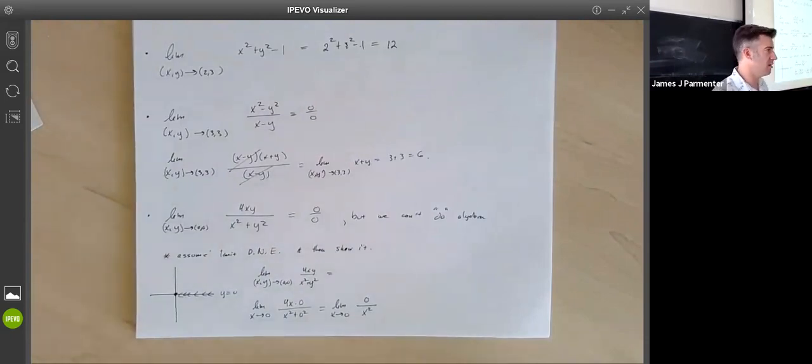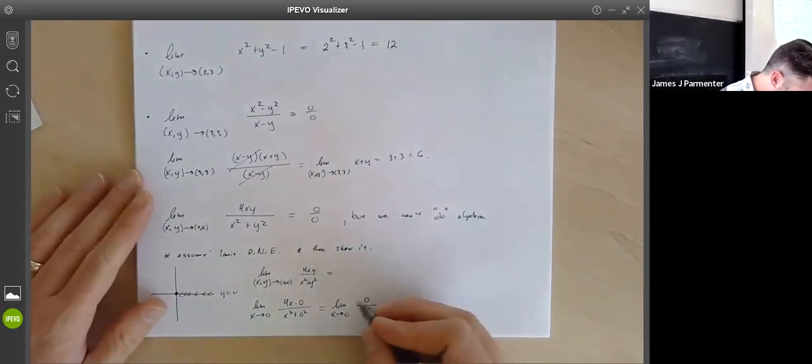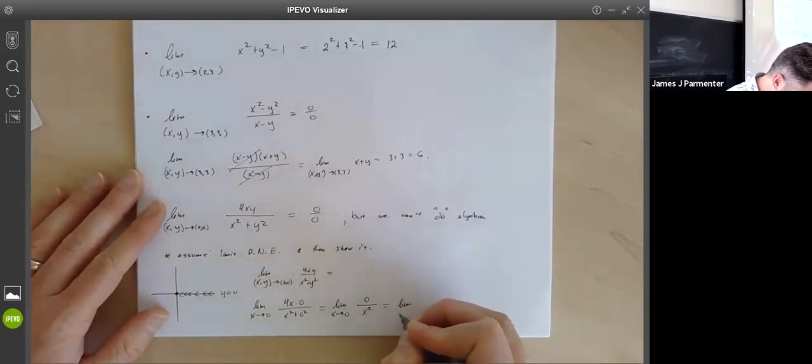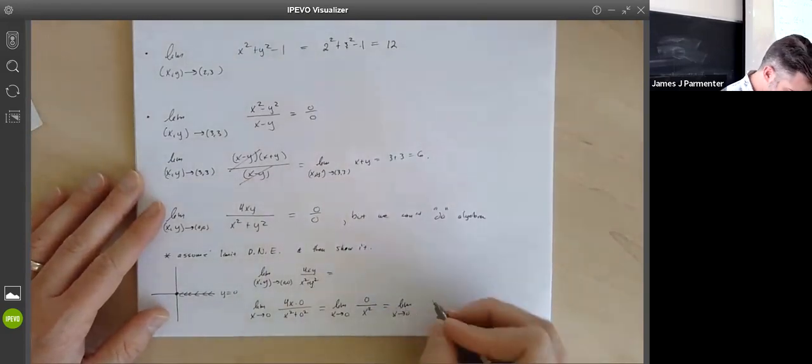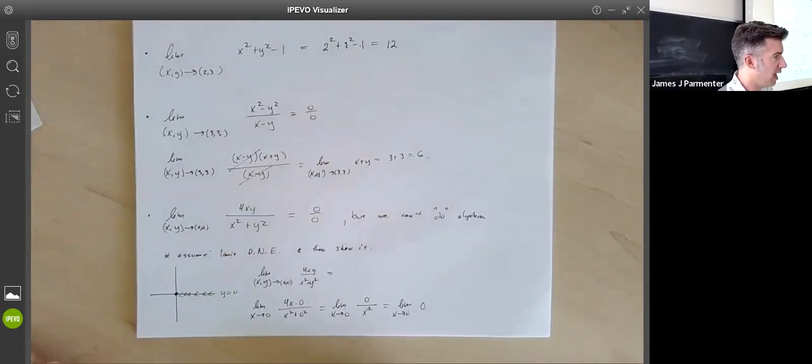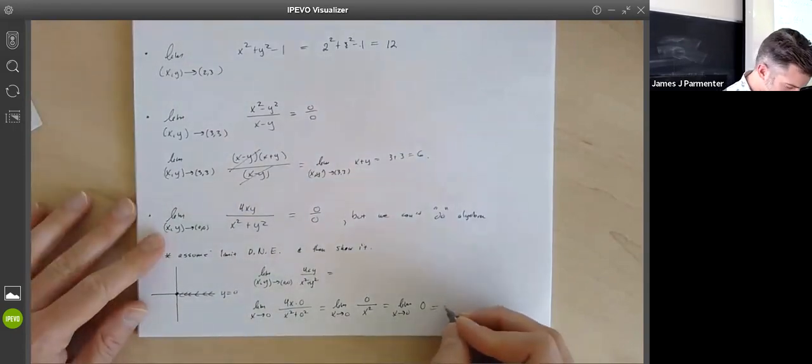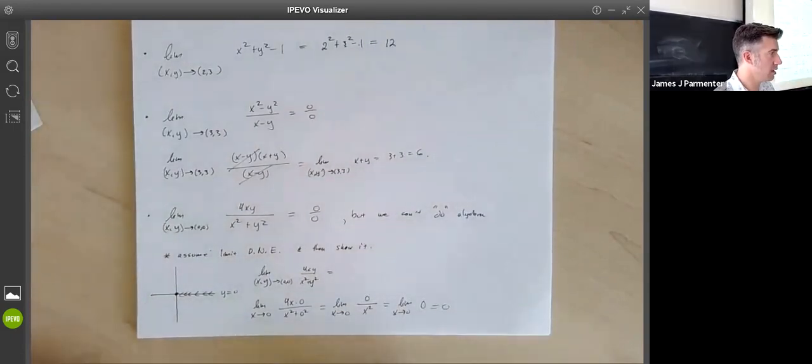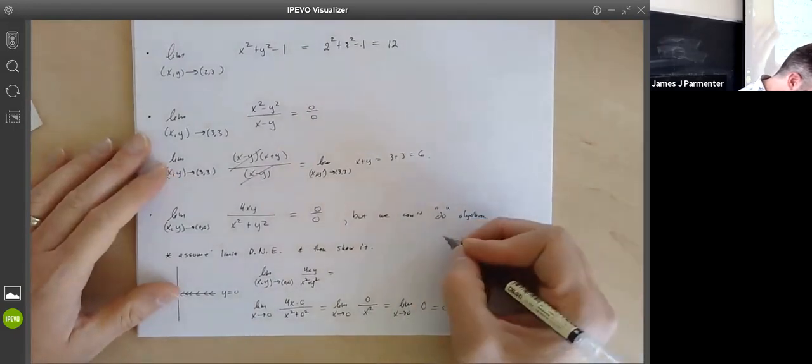0 divided by 5 is 0. 0 divided by 1 is 0. 0 divided by 0.0000001 is still 0. So this division here says, okay, I've got the limit as x goes to 0 of 0. And the limit of a constant is just a constant. So this limit approaching from that direction is 0. But then let's look at another direction.